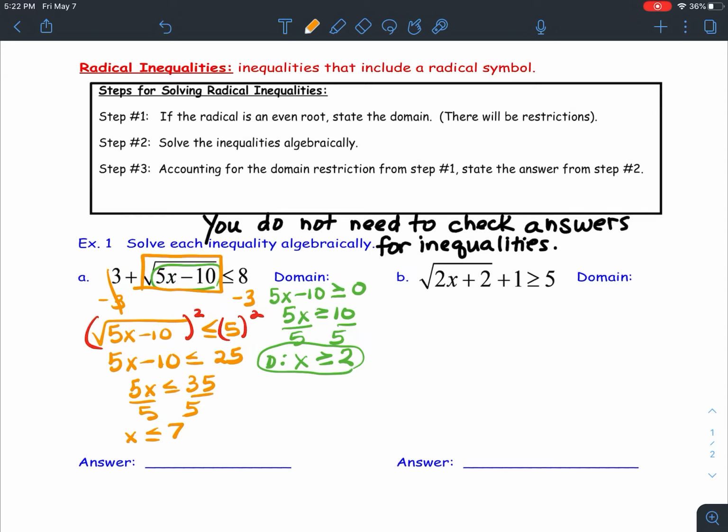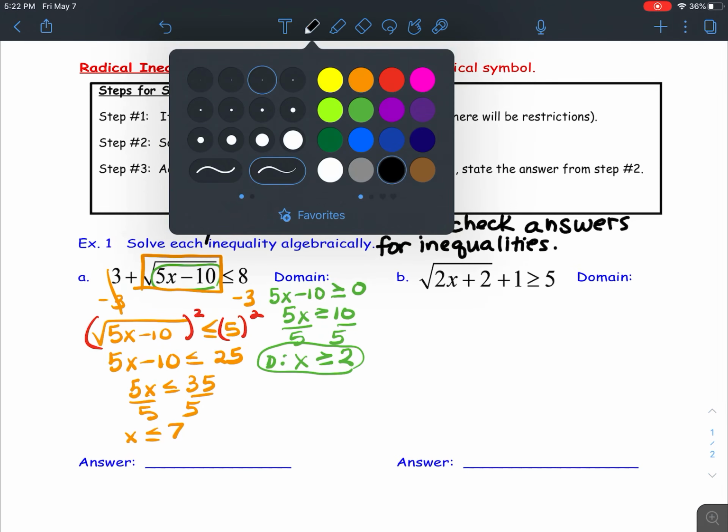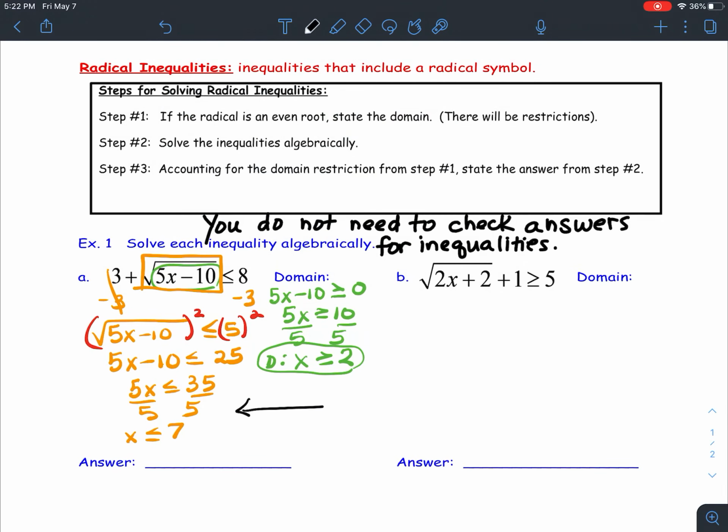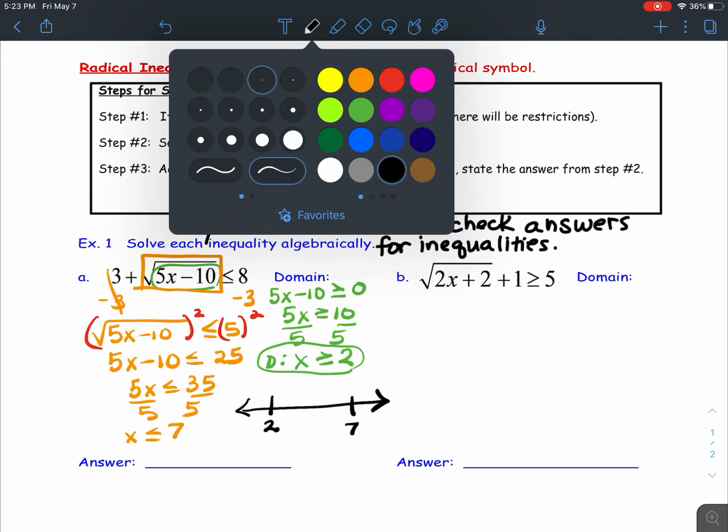Now this is where I have to take my domain restriction into account. Okay, I need to think through here, and you don't have to draw a number line, but sometimes you may find this beneficial to go ahead and do this. I'm going to go ahead on the number line. I'm going to put a 2 here representing my domain restriction, and I'm going to go ahead and put a 7 on my number line because that represents this initial answer that I got. Okay, I'm going to go ahead and graph both my domain restriction and this initial answer that I got together on the same number line.